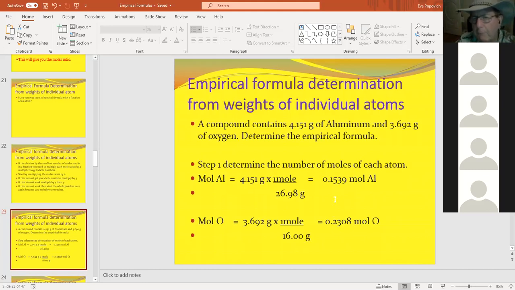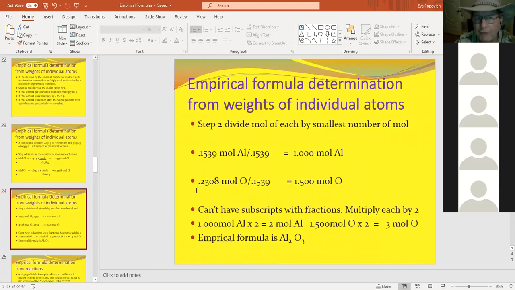I divide 0.1539 by itself. I get aluminum being 1. And then I divide 0.2308 by the 0.1539. I get 1.5 moles of oxygen. I have a fraction. I have to fix it by multiplying it by an integer. I'm going to start with 2. 2 times 1.5 gives me 3. I got a whole number.